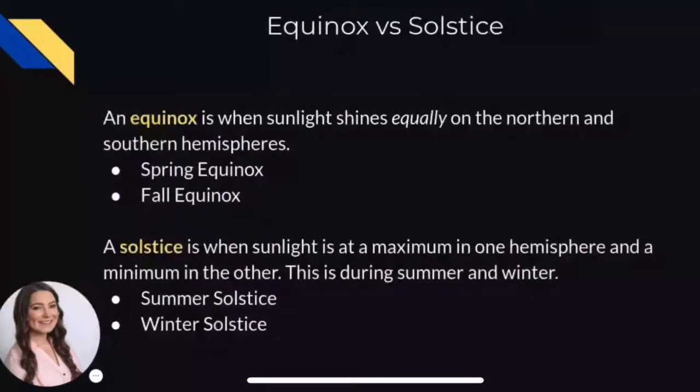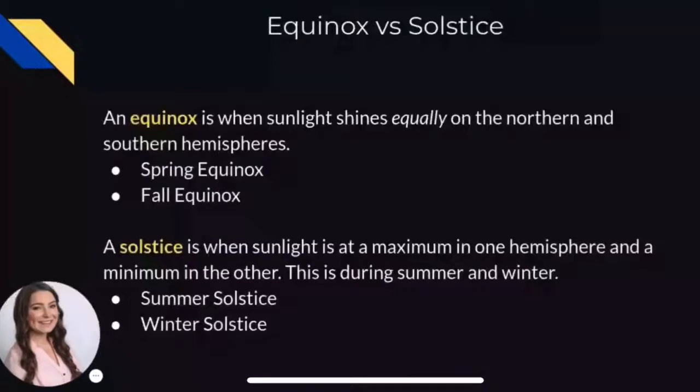An equinox is when sunlight shines equally on the northern and southern hemispheres. This would be during spring and fall. A solstice is when sunlight is at a maximum in one hemisphere and a minimum in the other. This is during summer and winter.